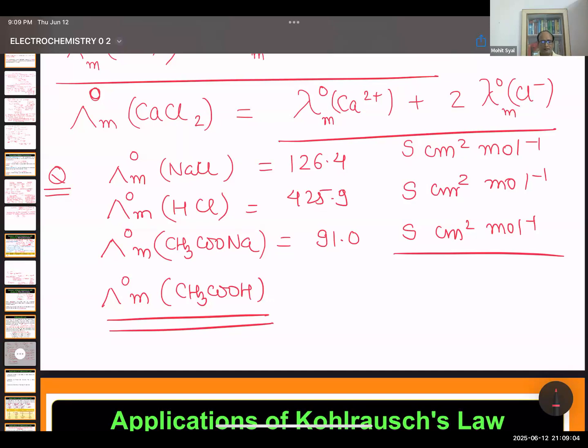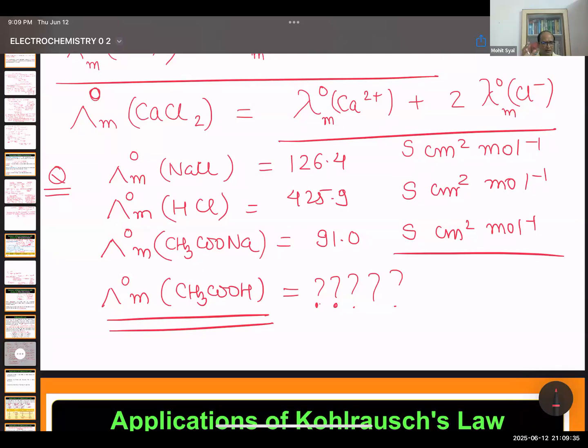And what they are telling us is to find the limiting value of the molar conductivity of acetic acid. Is it clear? Yes, sir. What is it going to be? Aisha, Marwa, Jasleen, how are you going to do this problem? Tell me quickly.